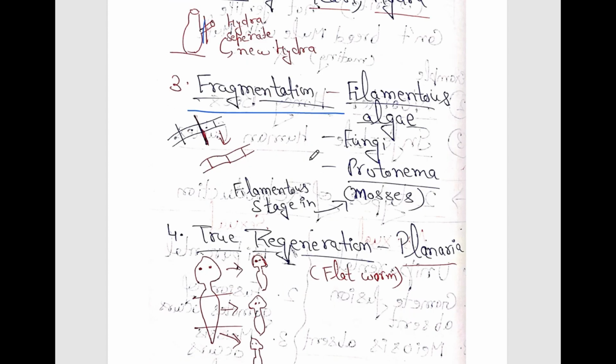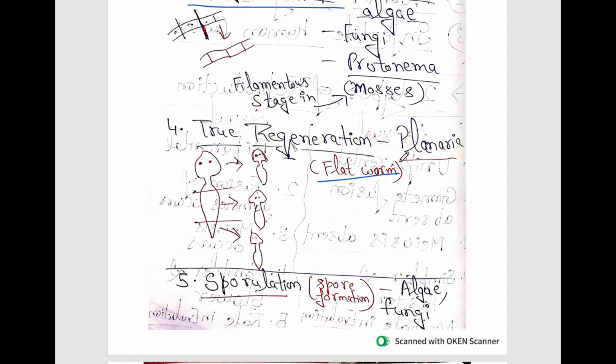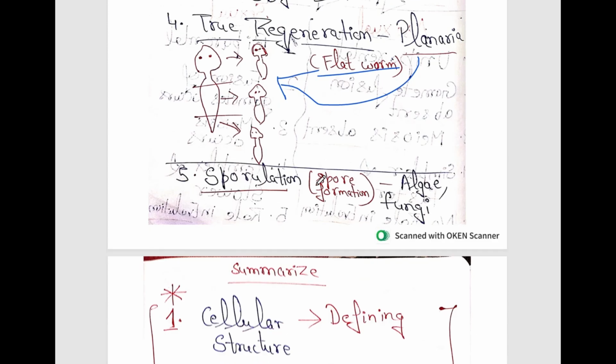In planaria, by true regeneration, morphallaxis type. The fragmented organism regenerates the lost part of its body and becomes a new organism. Example, you can see flatworm, planaria. In algae and fungi, sporulation, spore formation.